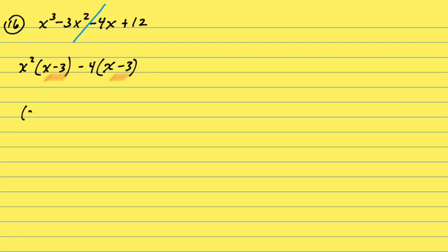So at this point, I'm going to factor out the x minus 3 times what would remain. Well, if I took those out, what would remain would be x squared minus 4. How does x squared minus 4 factor as the difference of squares? X plus 2 and x minus 2.